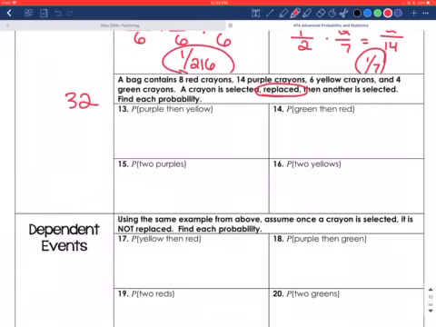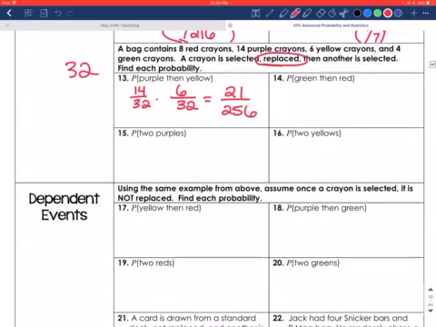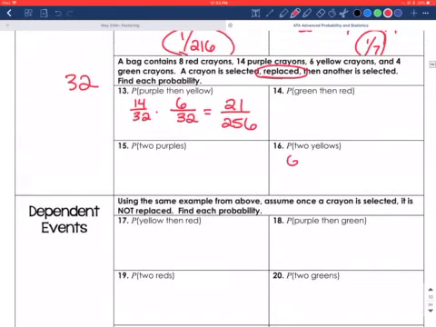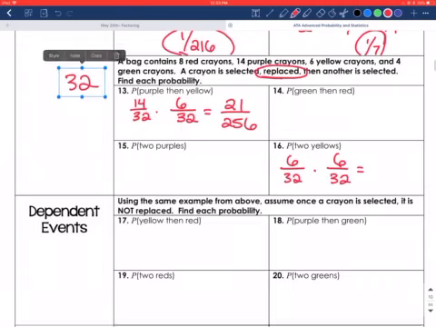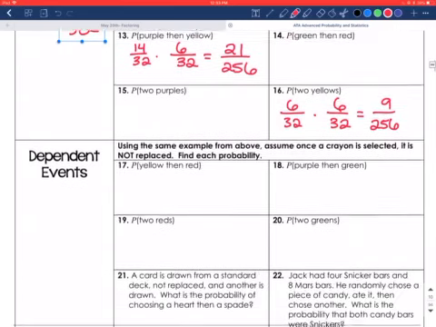All right, so what's the probability of getting a purple? Well, purple would be 14 out of 32, and we multiply that by the probability of getting a yellow. So we take that purple crayon, put it back in. So out of those 6 yellow, there are still 32 crayons in there. When you multiply that out and simplify it, that'll be 21 over 256. Okay, so we could do the same thing with 2 yellows, right? What's the probability of taking out a yellow, replacing it, and then taking out another yellow? So that probability, when simplified down, will be 9 over 256.